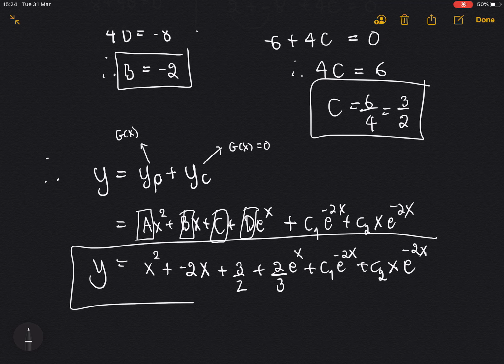So therefore, this is our solution to that second order non-homogeneous equation when the function g(x) is not equivalent to 0. Right, so this is the first order and the second order linear differential equation.